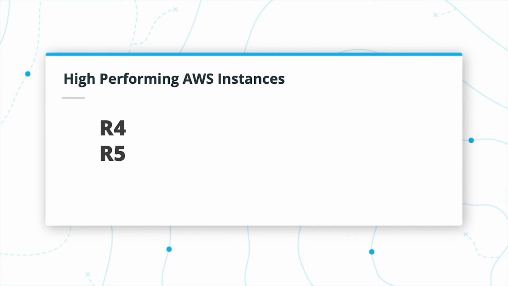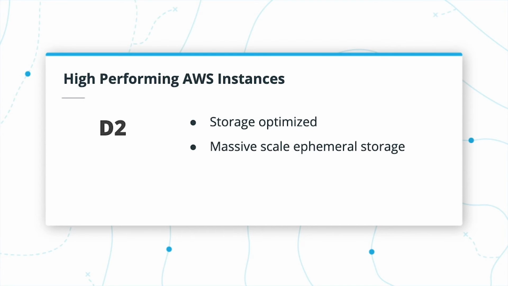R4 and R5 are memory-optimized instances, best for applications that process a lot of data in memory, like high-performance databases. D2 instances are storage-optimized instances. This new generation comes with massive-scale ephemeral storage. It terminates when the instance terminates, but it should still be a part of the cost conversation.